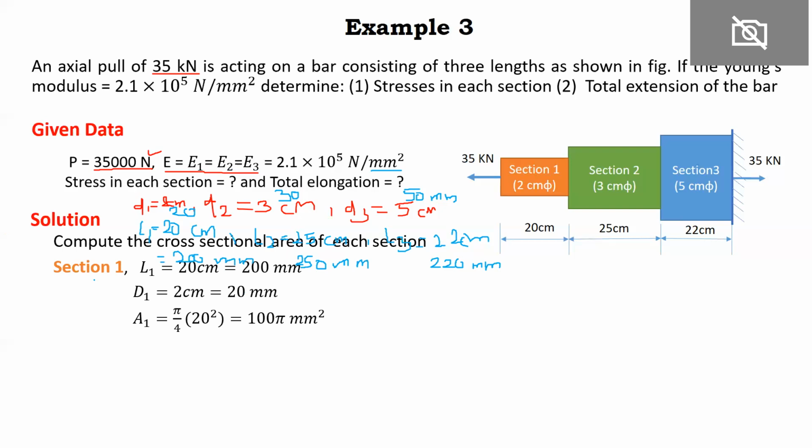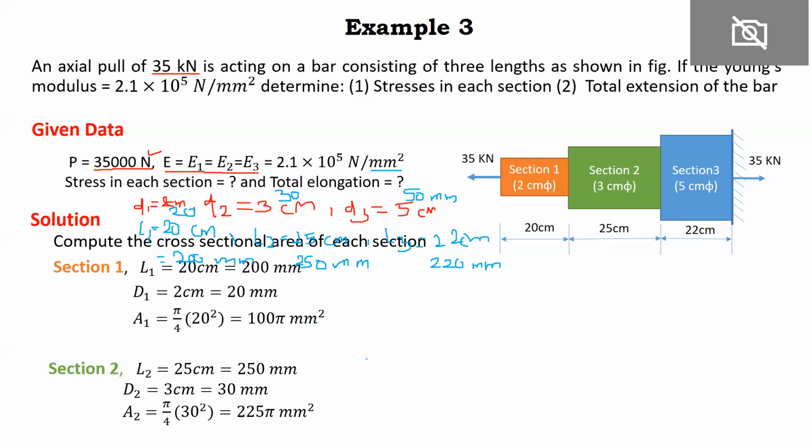okay, I have written here for section 1. So L1 is length 20 centimeter. It is converted in terms of mm, and diameter D1 2 centimeter is 20 mm. The cross sectional area A is found, because for calculating stress we need A. A is equal to pi by 4 into D square. So it is written as 100 into pi mm square, or you can multiply this 100 into 3.14 mm square. So you can write like this also.